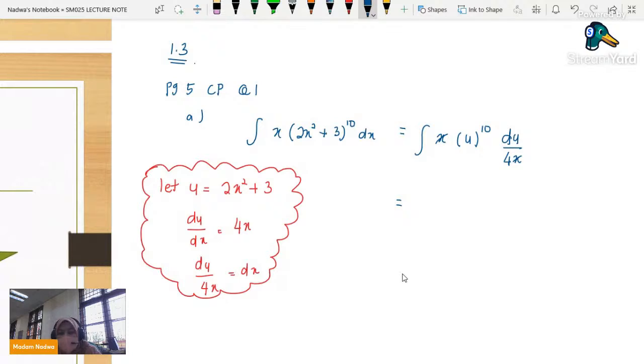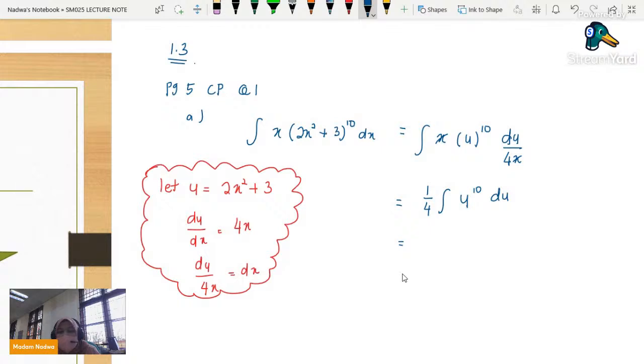1 over 4 is a constant which you can bring it outside. So it will multiply with our integration function here. So we actually have 1 over 4 u to the power of 10 du. So lengkap untuk kita integrate dah. Sebab kita dah ada semua in terms of u dan kita boleh integrate with respect to u.